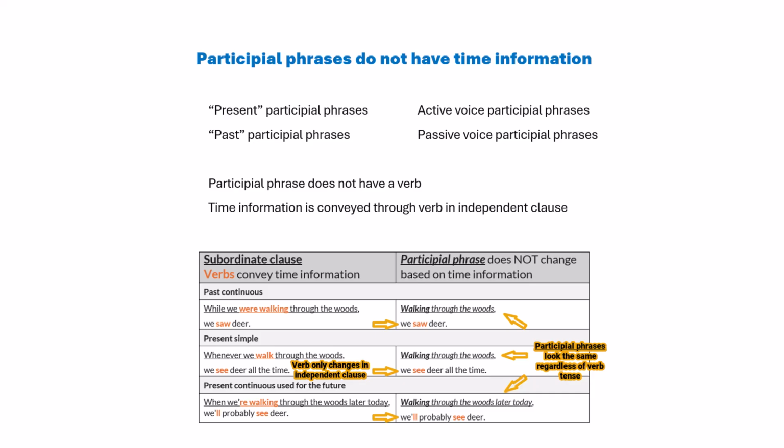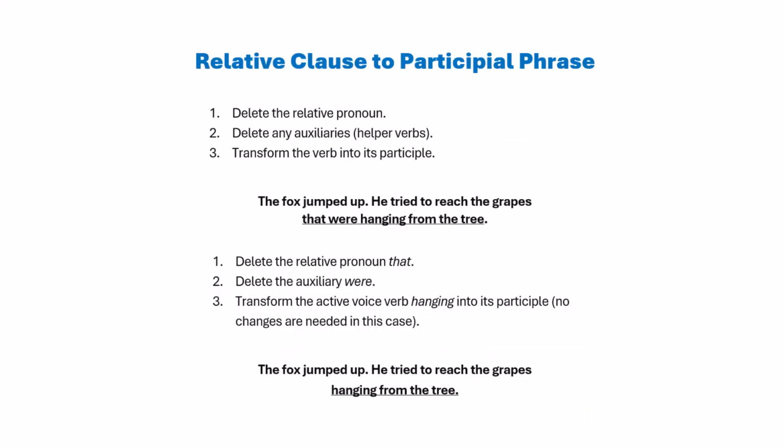Here's an example. While we were walking through the woods, we saw deer. This becomes walking through the woods, we saw deer. Here's a present simple example. Whenever we walk through the woods, we see deer all the time. This becomes walking through the woods, we see deer all the time. Here's present continuous used for the future. When we're walking through the woods later today, we'll probably see deer. This becomes walking through the woods later today, we'll probably see deer.